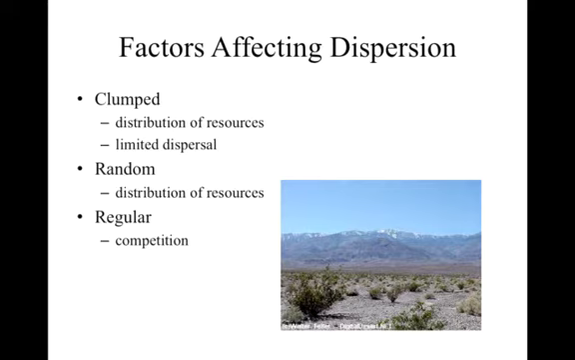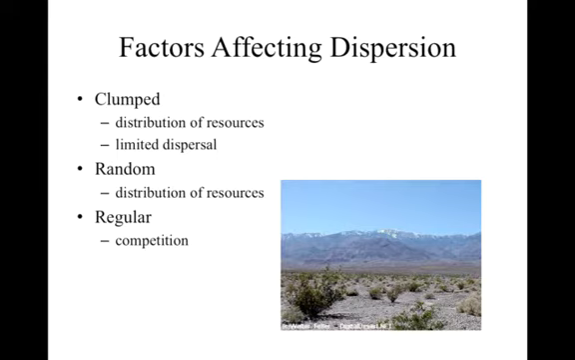You can also get clump dispersion because of limited dispersal. So for instance, if I have a mom plant, and she makes some seeds, and the seeds don't go very far, then all the little babies are going to grow right in around her, and so you can get these sort of clumped patterns of where the plant's growing just based on the fact the seeds aren't getting that far away.